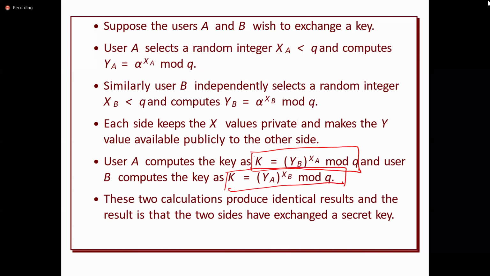So already we know, K is equal to YB. What is YB? That is 2. 2 power XA. What is XA? It is 3. 2 power 3, 2 cube mod 7. And for this, at the receiver side, the sender's public key, that is 6, 6 power the receiver's private key, that is 4. 6 power 4 mod 7.